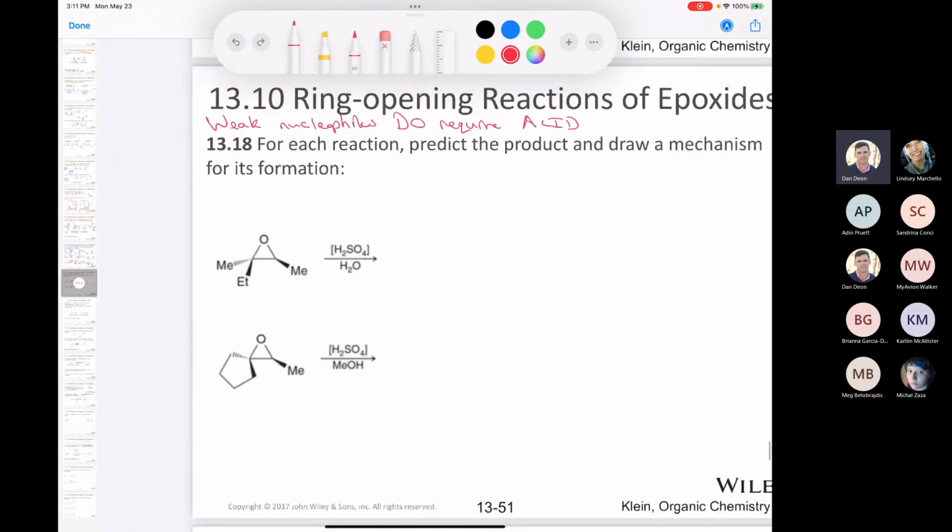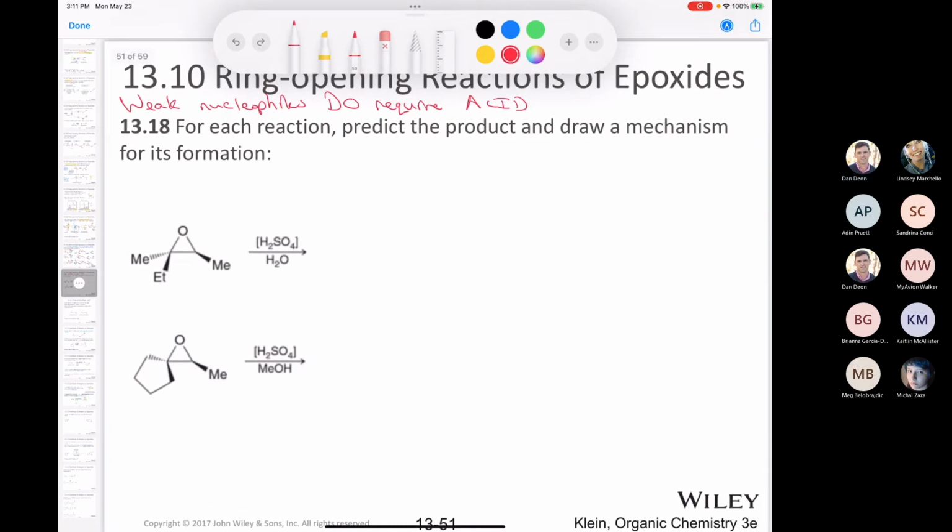So what's the first step in the first reaction? It's going to be a proton transfer. So we mixed sulfuric acid and water. The major acidic species that we're going to have is a hydronium ion. So we'll draw out the hydronium, and we're going to do the proton transfer onto the epoxide oxygen to render it more reactive.